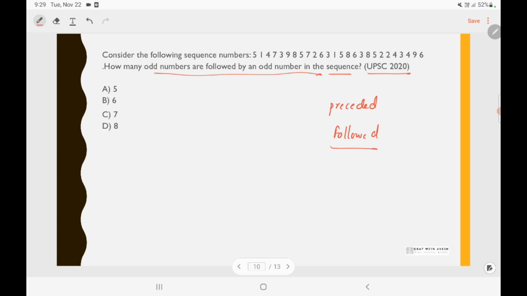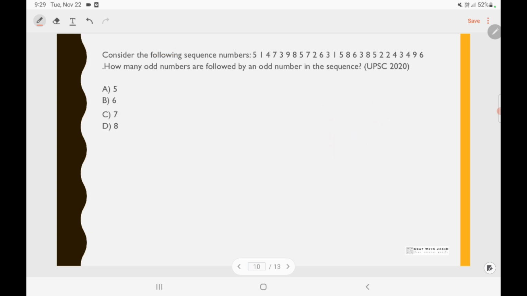Here it is given that how many odd numbers are followed by an odd number. It means how many such pairs are there in which an odd number comes after an odd number. If the UPSC asks preceded, then it will be how many numbers are there where an odd number comes before an odd number. Okay, so you need to understand the meaning of preceded and followed. So here let us solve this question.